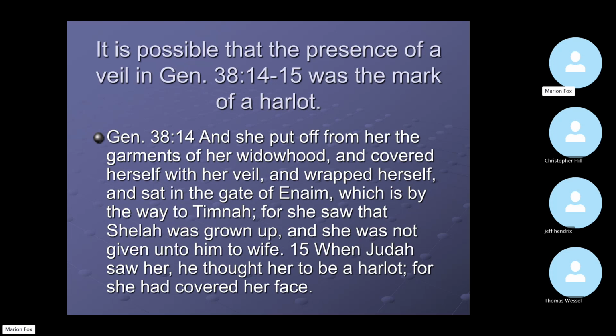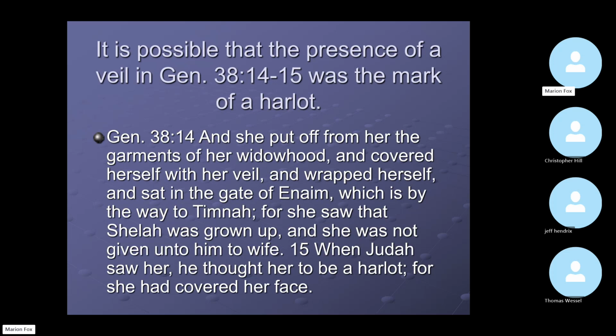So Judah promised that Tamar could have the younger son, who was just a boy at this time, and she would have children by him. Well, she finds out that the boy's grown up and Judah hadn't kept his word. And so what she did, she put off from her the garments of her widowhood. So apparently there was some kind of clothing that widows wore. I remember in older times in the United States, a widow woman would wear black and covered herself with her veil and wrapped herself and sat in the gate of Enaim, which is, by the way, to Timnah.